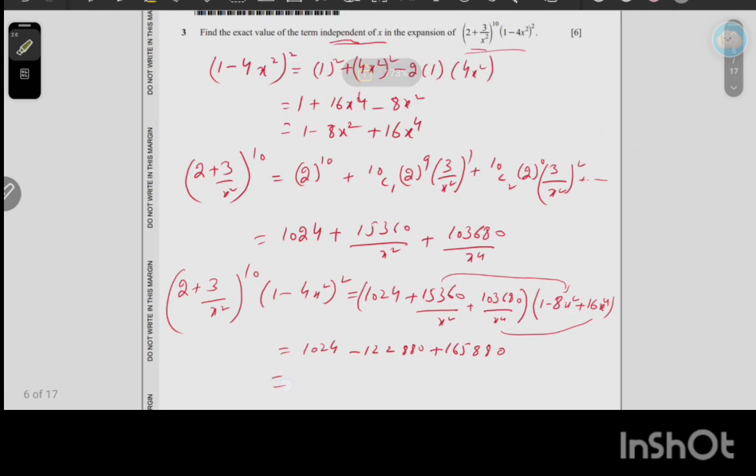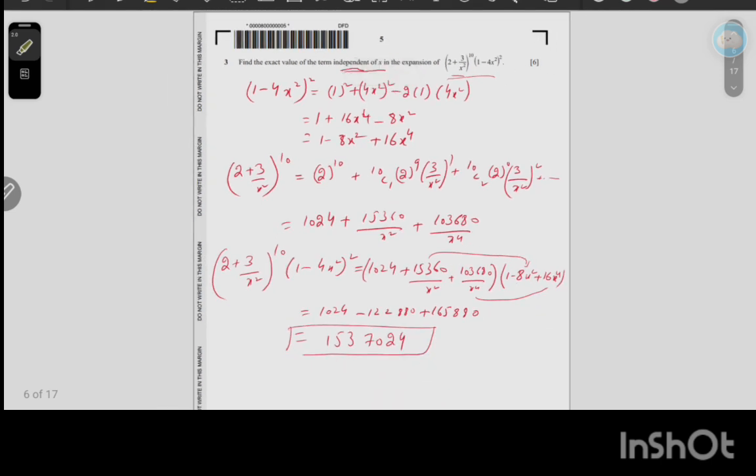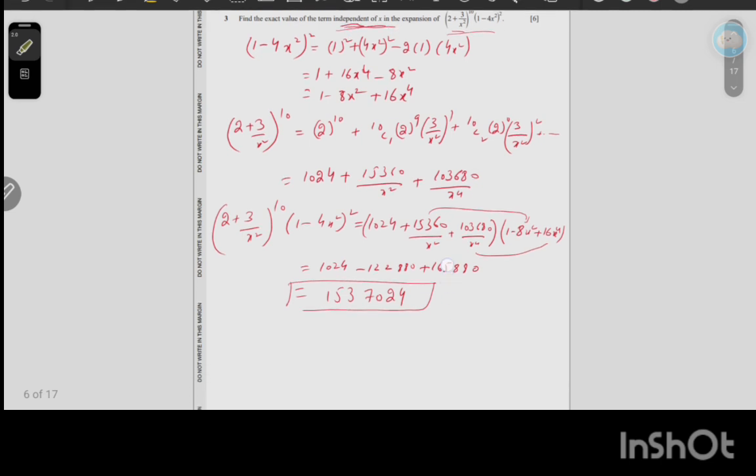If we add and subtract, we get the answer by using the calculator: 1537024. Dear friend, this is our required answer. Again, understand by this question, here we have to apply the binomial and get the term where x will be 0, x power will be 0, because it is independent of x. Hopefully dear friend, you have understood this one.